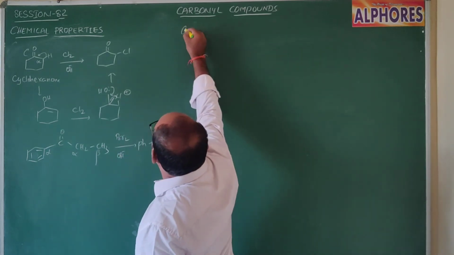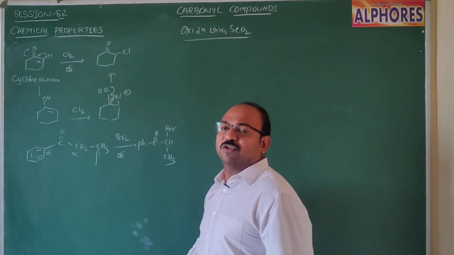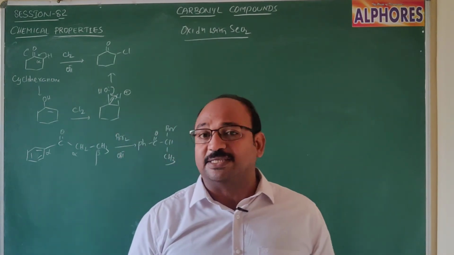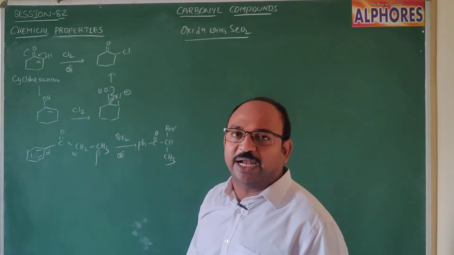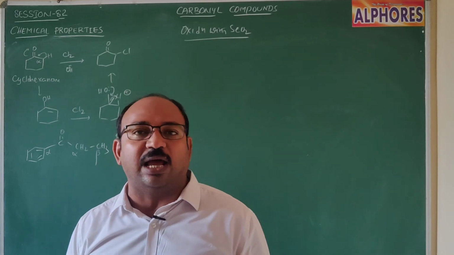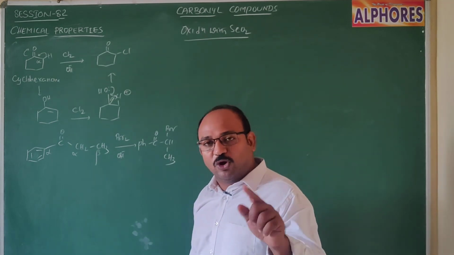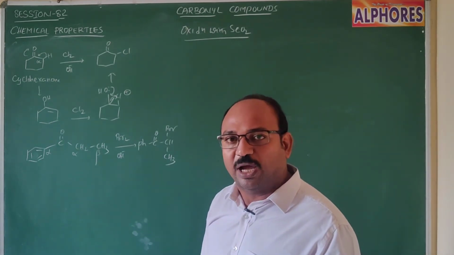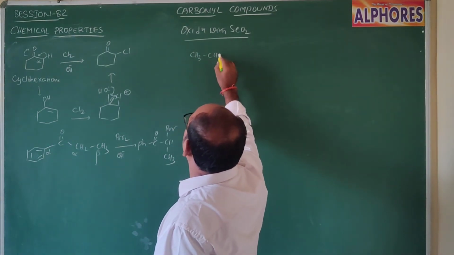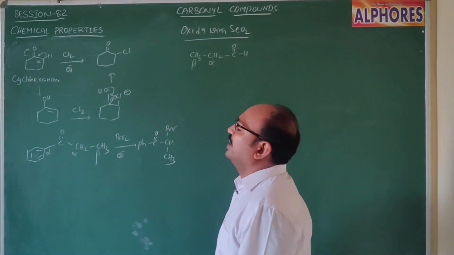Next, oxidation with selenium dioxide. Selenium dioxide is a selective oxidizing agent. Selenium dioxide oxidizes an alpha methylene group or alpha methyl group into C double bond O. With respect to the carbonyl group, only the alpha carbon gets oxidized. Let us see. Here CH3, CH2, C double bond OH. With respect to this carbonyl group, this carbon is alpha and this carbon is beta.